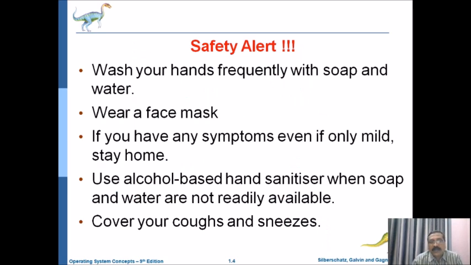Wash your hands frequently with soap and water. Wear a face mask. If you have any symptom, even if only mild, stay at home. Use alcohol-based hand sanitizer when soap and water are not readily available. Cover your cough and sneezes.